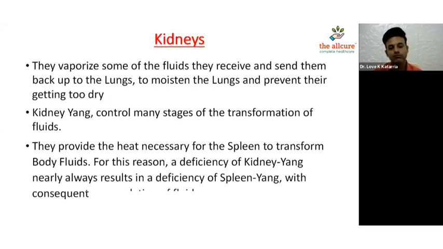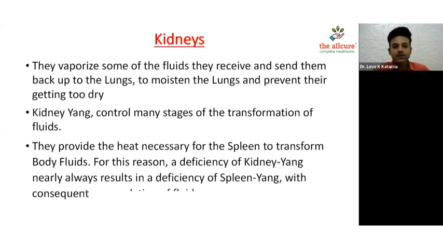Now, kidney. They vaporize some of the fluids, as I have told you, back to the lungs so that they moisten the lungs and they don't get too dry. So kidney yang is very important, and it controls many stages of transformation of fluids. It's helping in the kidneys itself, in the small intestine, and in the spleen itself, because the deficiency of kidney yang nearly always results in the deficiency of spleen yang, because this is the main yang energy available.